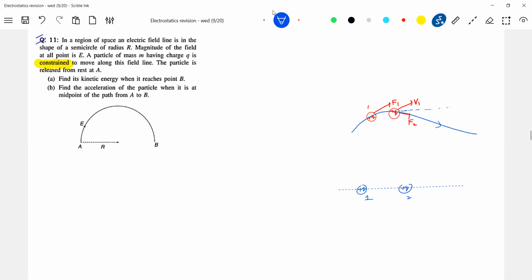So I directly come to it. Everywhere the force acts tangential to the path, along dr. So the work done dW is equal to F into dr. So this is equal to Q E into dr. So what is the path length? Pi r.